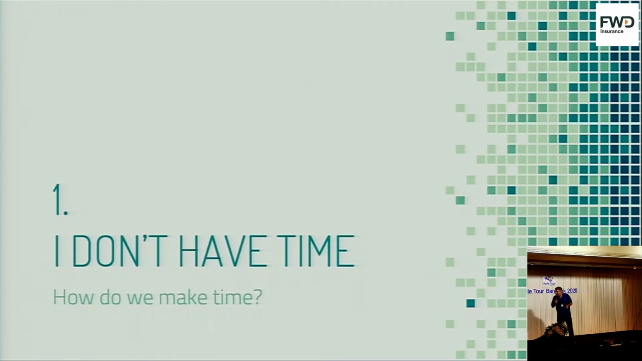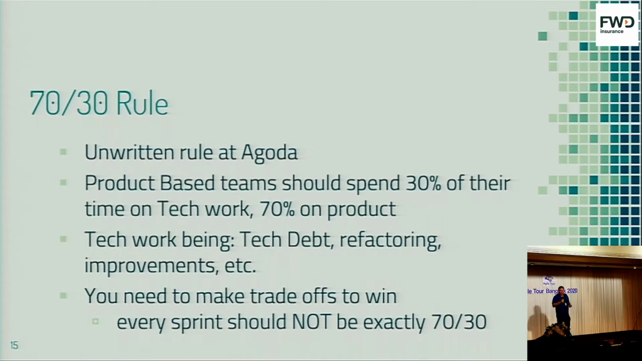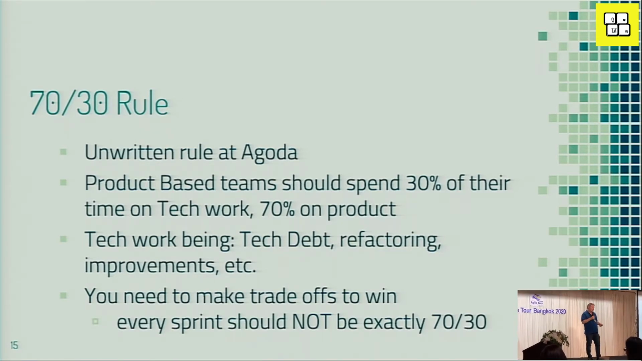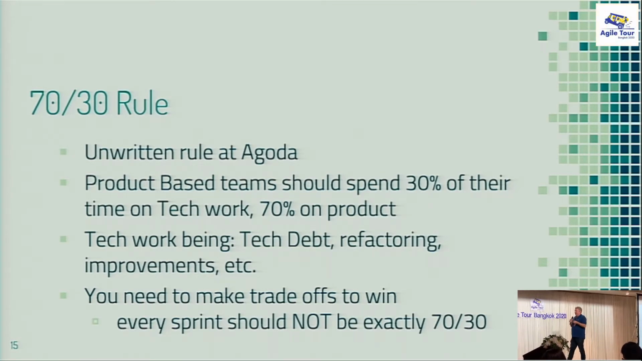So the first one, I don't have time. We have an unwritten rule at Agoda, which is the 30-70 rule. So we've got this philosophy that a product team should spend at least 30% of their time on technical work. And what's technical work? It's things like cleaning up your technical debt, refactoring, improvements to the code, and things like this. So we don't make it a hard and fast rule though. We don't say to teams every sprint backlog it should be 30% technical work, and that's a rule. We're flexible with teams about it so they can play around with the numbers, but we believe it should even out to this, and that's what we think.